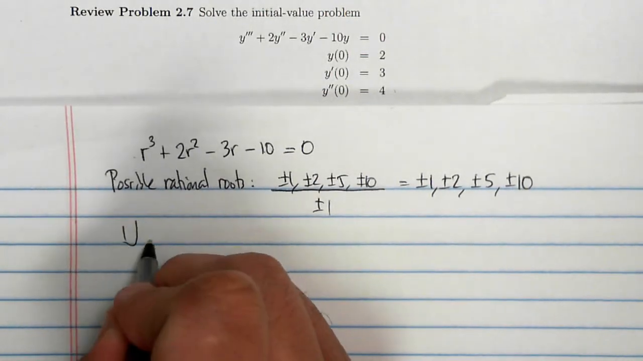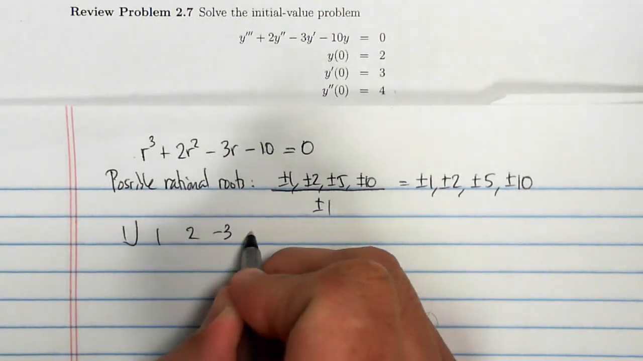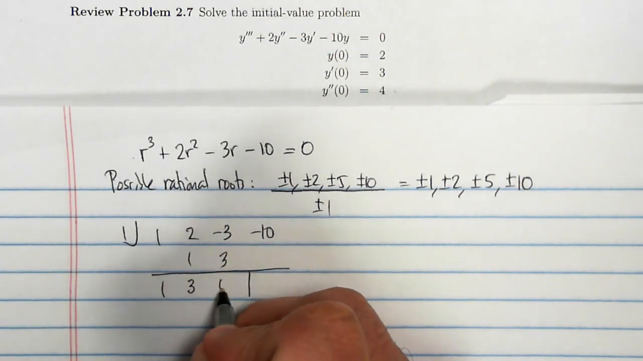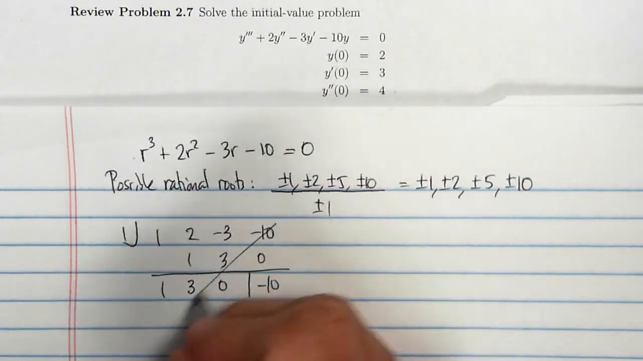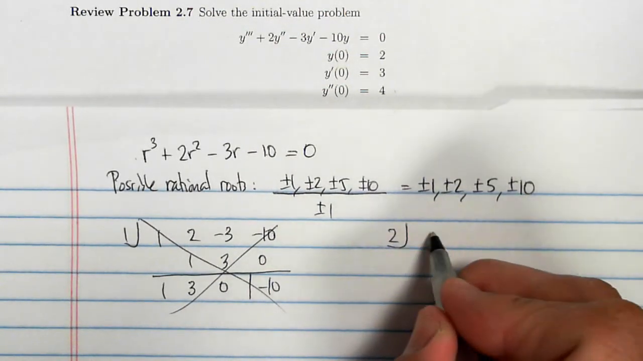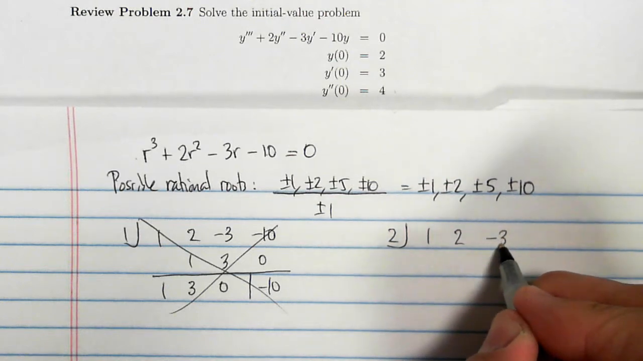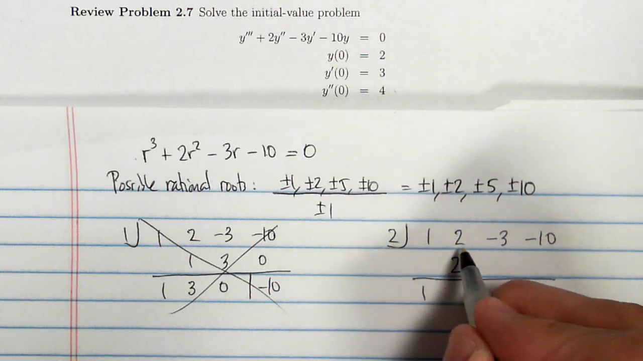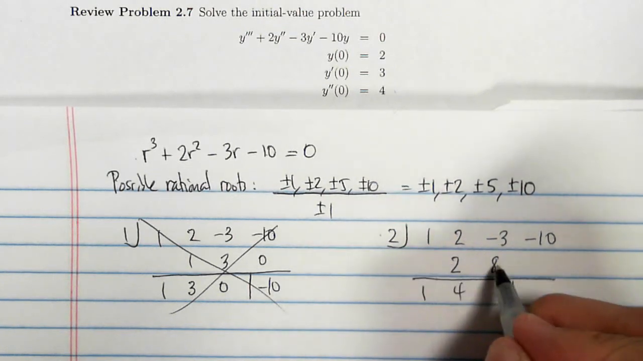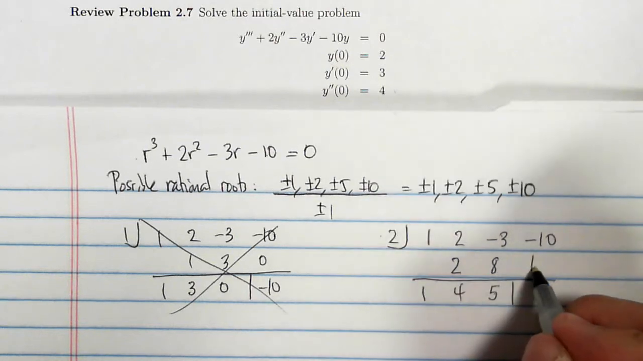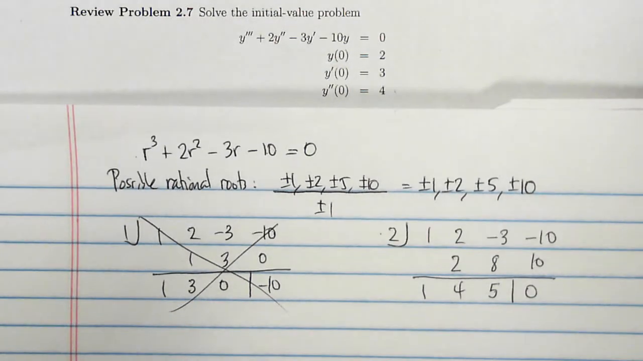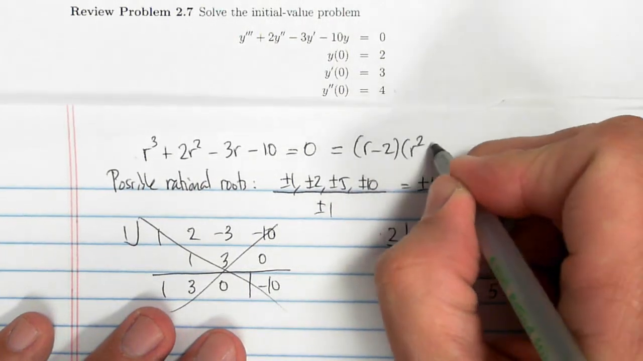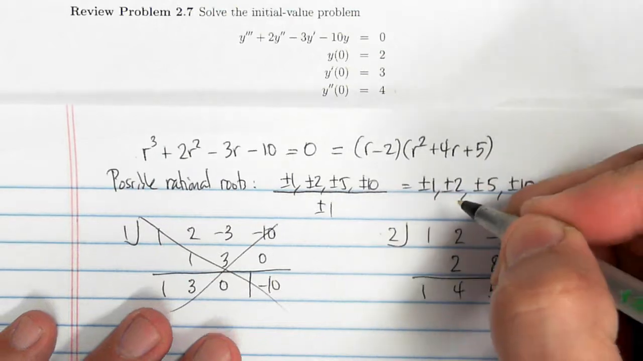All right, start testing. 1, 1, 2, -3, -10. So let's see, 1, 1, 3, 3, 0, 0, -10 does not work. Okay, if at first you don't succeed, try again. So we try the next root. So 1, 2, 2 plus 2 makes 4, multiply, I get 8, 8 minus 3 is 5, 5 times 2 is 10, and that one works. So this factors as (r - 2)(r² + 4r + 5).